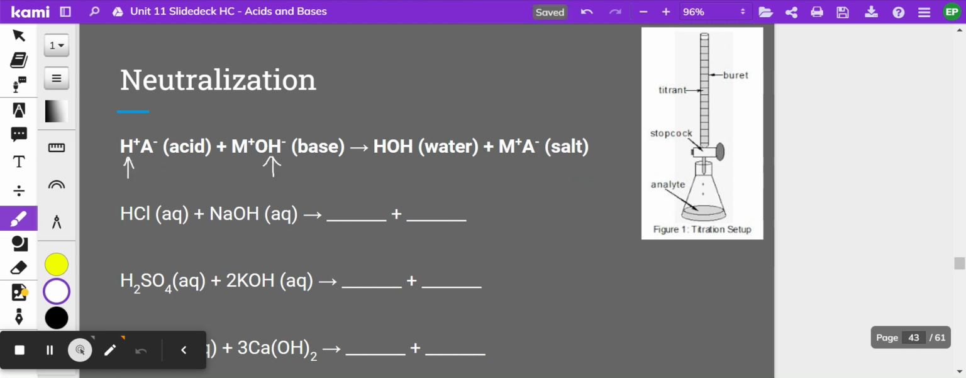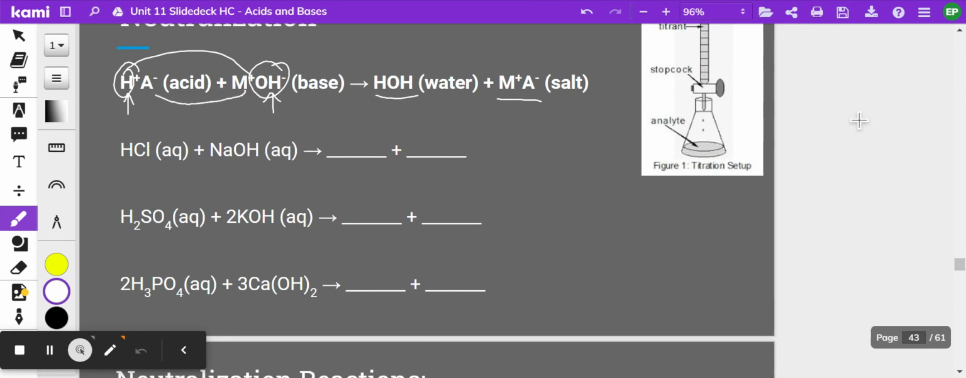In the neutralization reaction formula, an H+ ion will react with a hydroxide ion. The result will be one particle of water, HOH. In addition, the metal cation and anion will react to form salt. So in a neutralization reaction, the products will be water and salt.